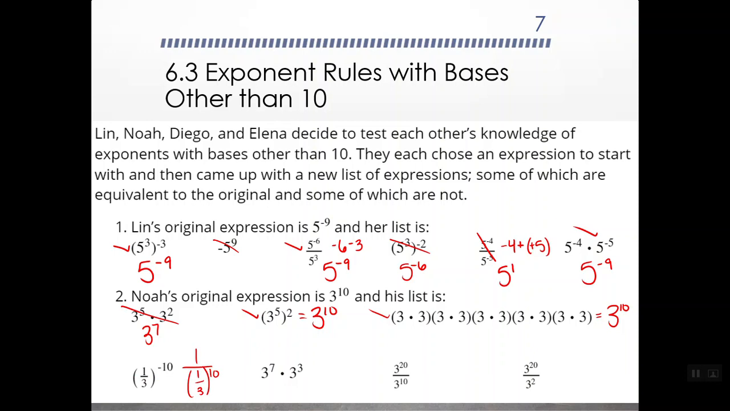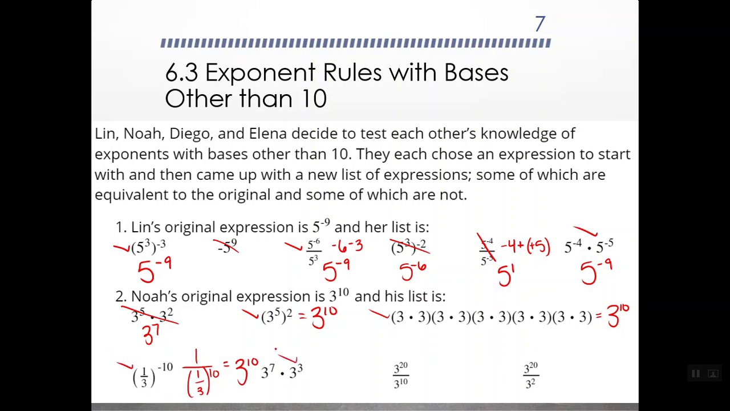And now we have a fraction divided by a fraction, or we have 1 divided by a fraction, so that's the same as multiplying by the reciprocal, so we do get 3 to the 10th here. There are other ways to look at this as well that we'll get into in our next lesson as we're practicing. 3 to the 7th times 3 to the 3rd is 3 to the 10th.